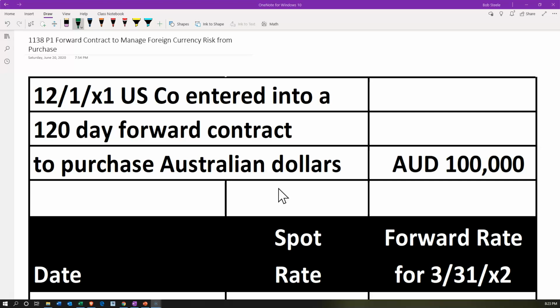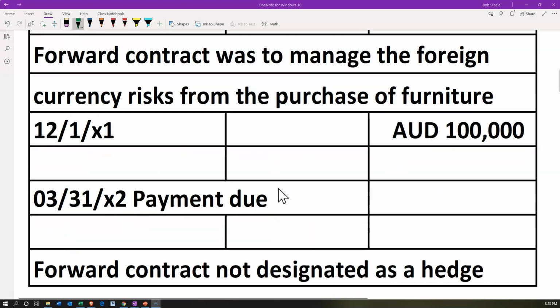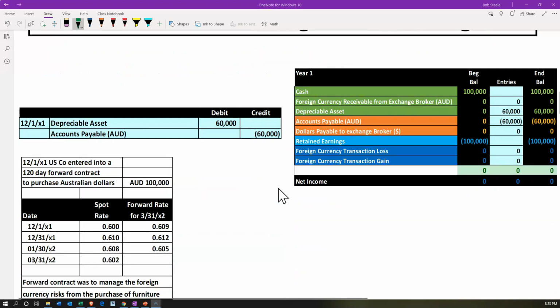So let's see how this will work as we go down. Let's pull in our data here. The first thing we're going to do is put the asset on the books just like we normally would if we were to purchase something on account. So the first thing we did is we said we purchased this thing and we purchased it on account. Therefore, we're going to pay for it in the future. We're going to have to value it now, however, even though we're going to pay for it in the future with Australian dollars. So let's go ahead and do that.